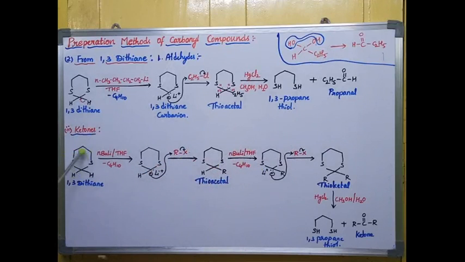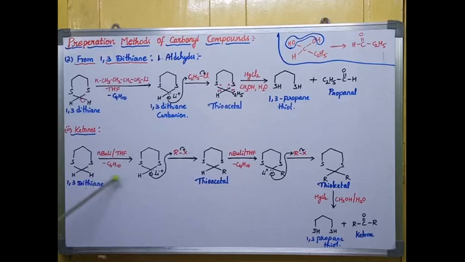Okay, so next let us see the ketones. How will we prepare ketones? By using 1,3-dithiane. The same 1,3-dithiane I am taking here. I am adding n-butyl lithium in the presence of tetrahydrofuran. The same n-butyl lithium abstracts this proton and comes out as the 1,3-dithiane carbanion.